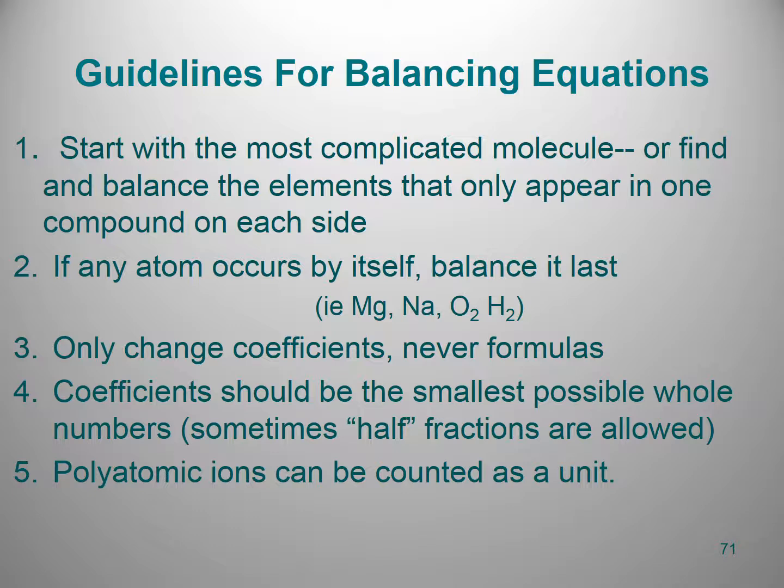So I tend to start with the most complicated molecule. Or notice if some elements appear in more than one compound, like that last example, CH4 going to CO2 and H2O, the oxygen showed up in two different places. So I tend to leave that for last, because if you're changing things around, you don't want to change one and then have to change the other. So if something shows up in more than one place, save it. If something just shows up in one compound on each side, then that's a good place to start.